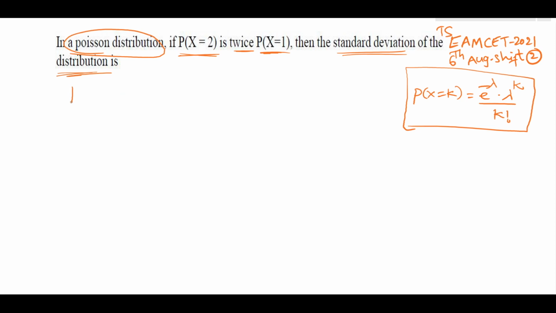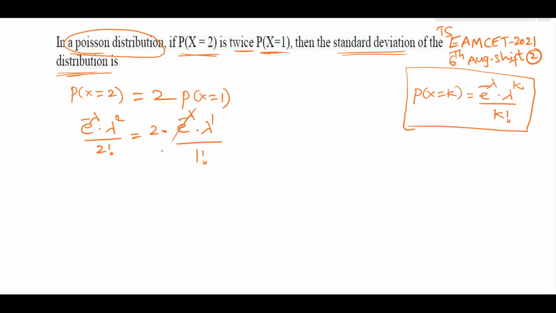In the problem it is given that P of x equal to 2 is twice P of x equal to 1. P of x equal to 2 means e to the power of minus lambda into lambda square by 2 factorial is equal to 2 into e power minus lambda into lambda power 1 by 1 factorial. The e power minus lambda cancels. Lambda square is equal to 2 factorial, that is 2 into 2, 4 lambda. Both sides lambda cancelled, that is lambda is equal to 4.